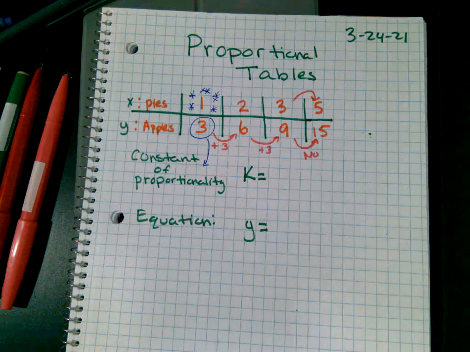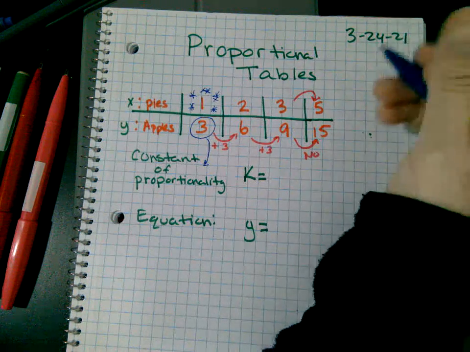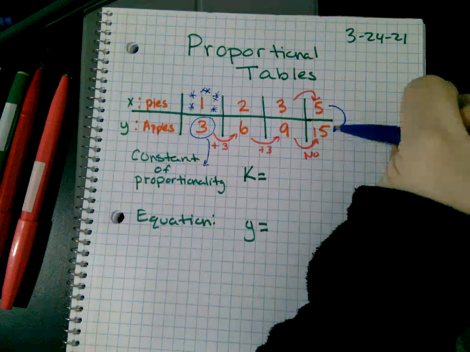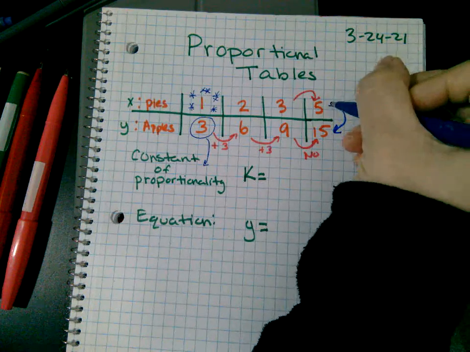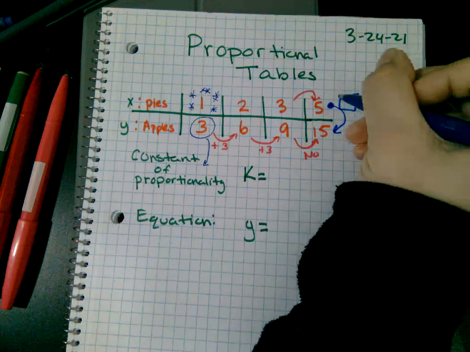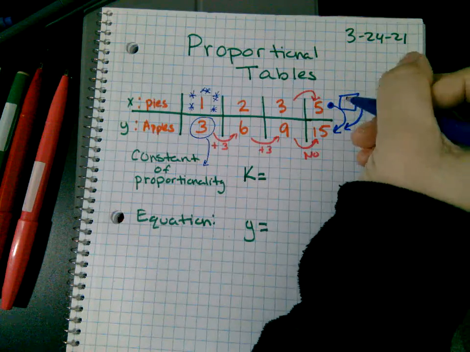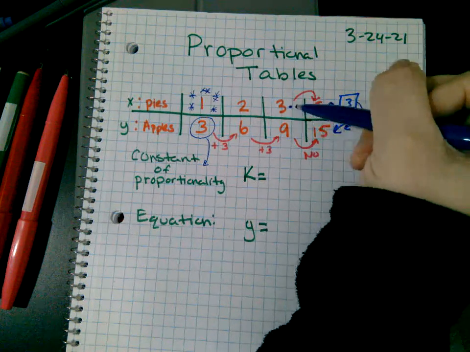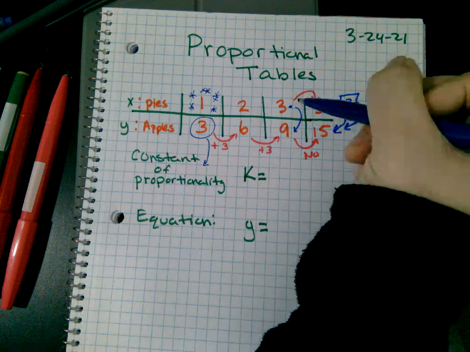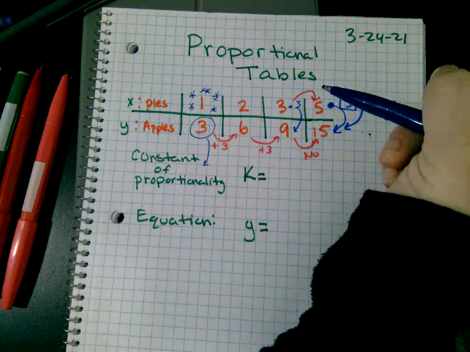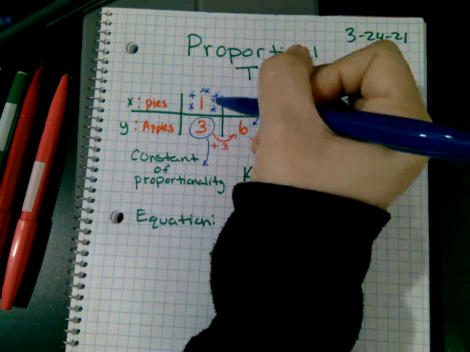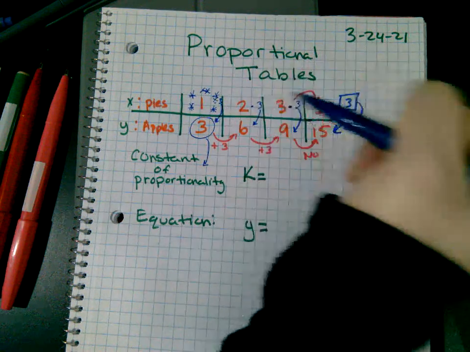Ask yourselves. Well, you already know the answer, so it should be easy. What did you multiply the x by to get to y? What magical number did you multiply 5 by to get to 15? 3. What did you multiply 3 by to get to 9? 3. What about 2 times 3? 6. 1 times 3? 3.